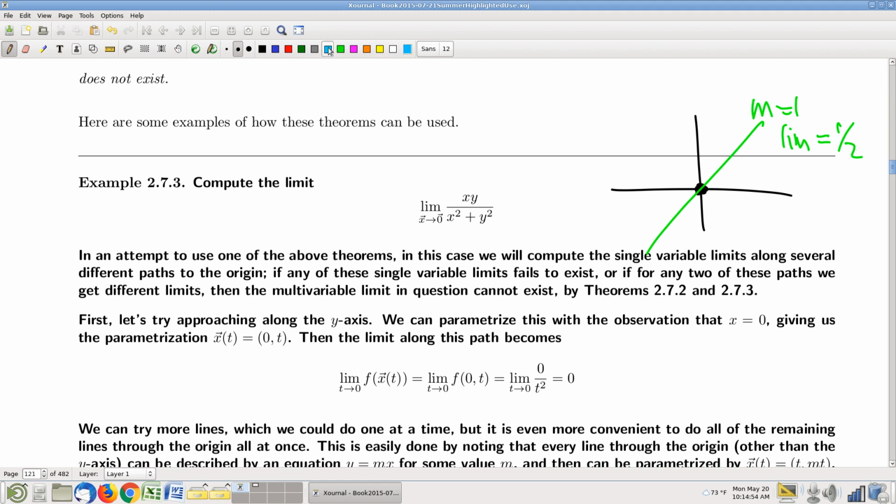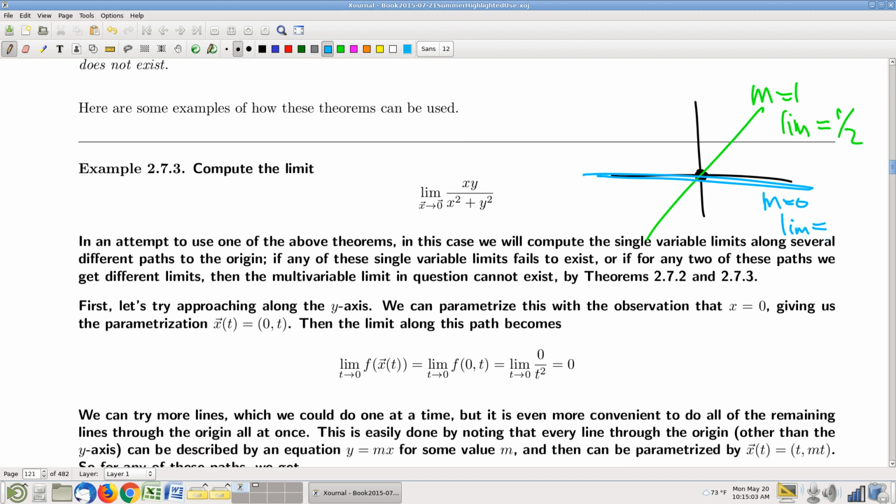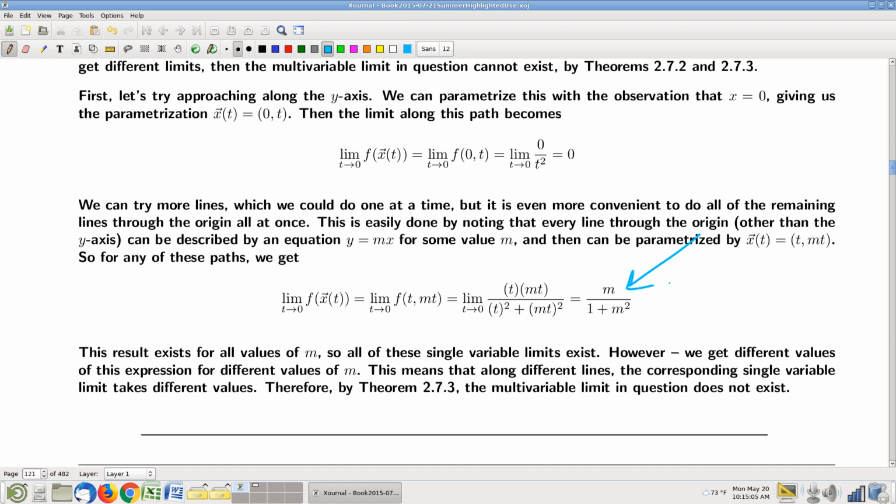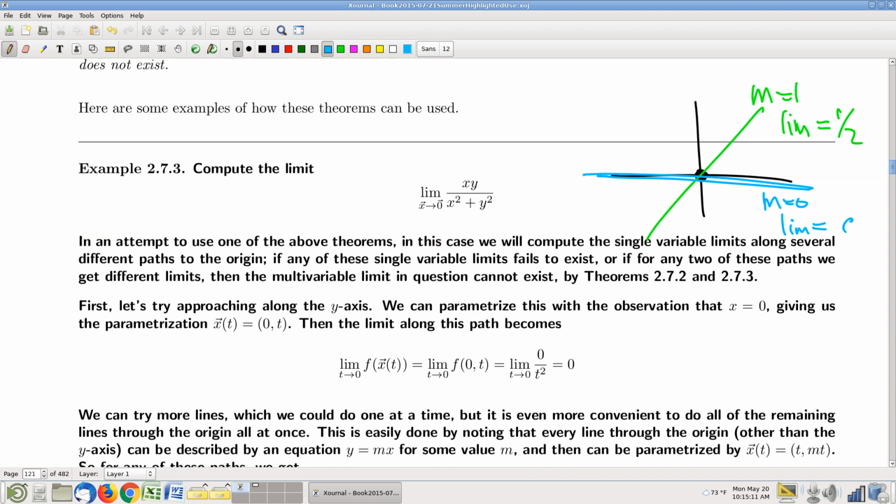Now let's look along the line where m is equal to 0, and the limit along that line is, okay, let's plug in m equals 0 into here, and we get 0. And notice that we have two different answers along two different paths. We have a total disconnect. This is suggestive of some sort of weird discontinuity, and the multivariable limit could not possibly exist. We got conflicting answers. Everybody on board?